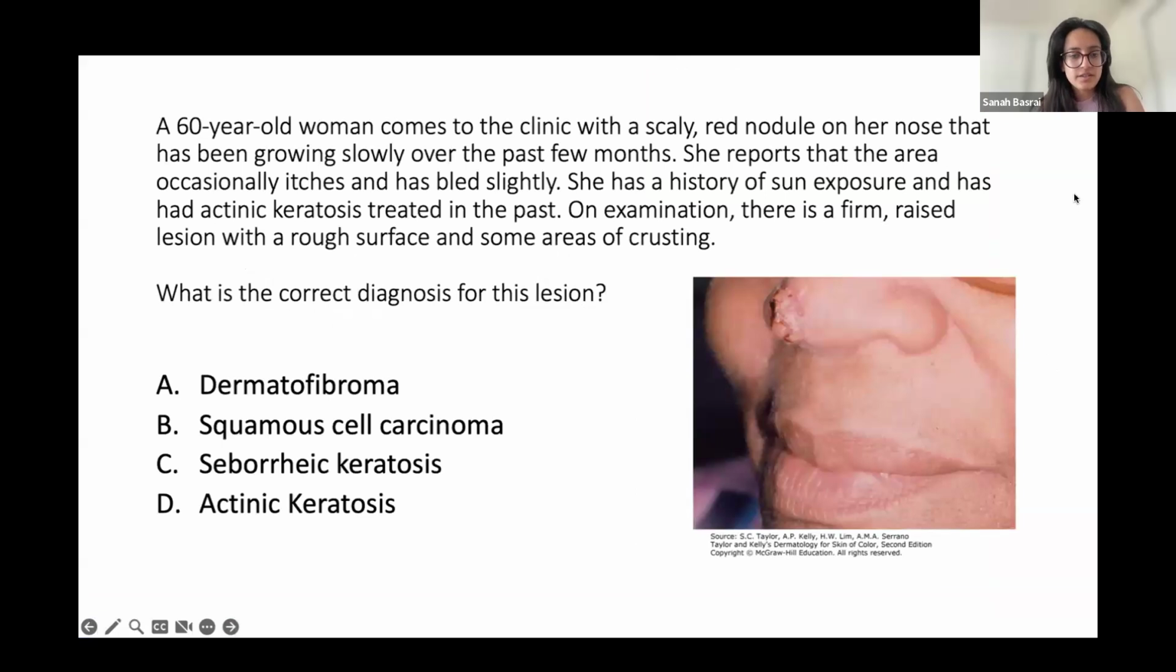Right, I can take it from here. A 60-year-old woman comes to clinic with a scaly red nodule on her nose that has been growing slowly over the past few months. She reports the area occasionally itches and bleeds. She has a history of sun exposure and has had AKs treated in the past. On examination, there's a firm raised lesion with a rough surface and some areas of crusting. What would be the diagnosis?